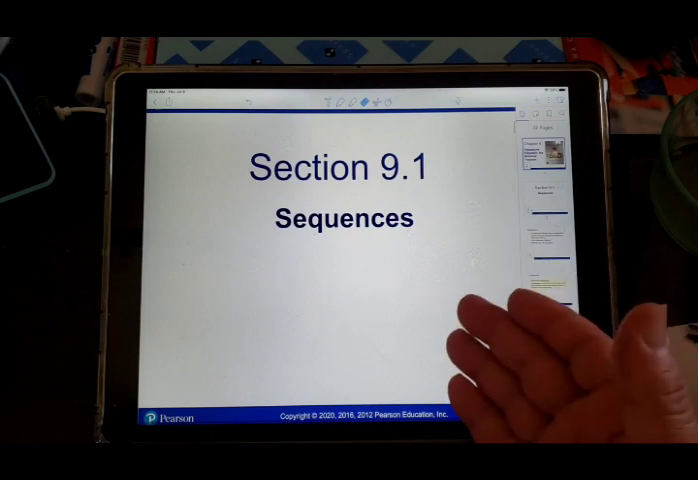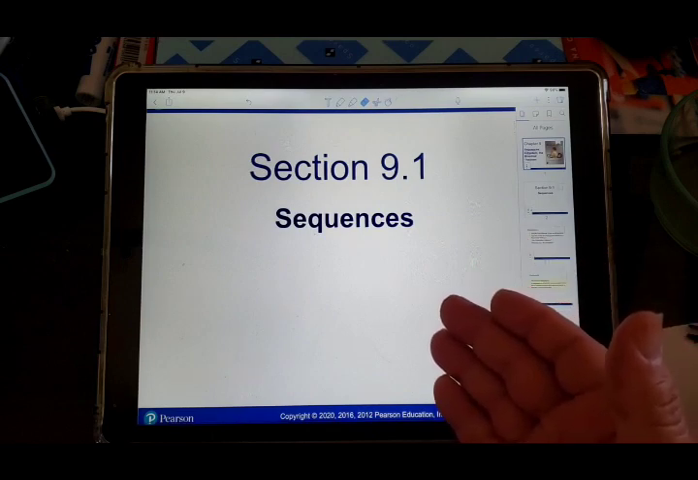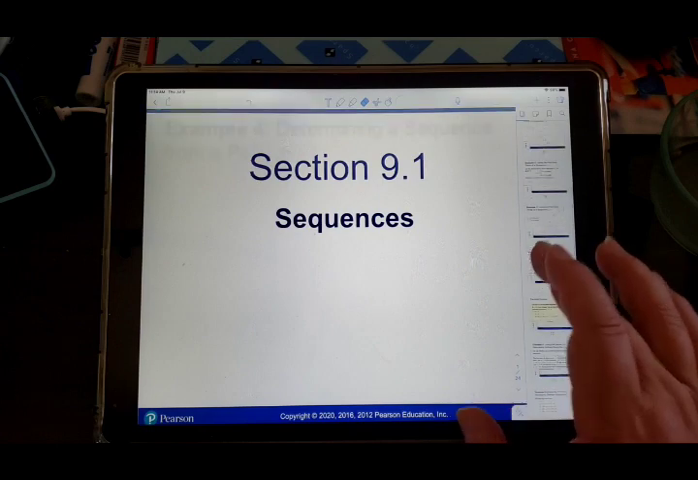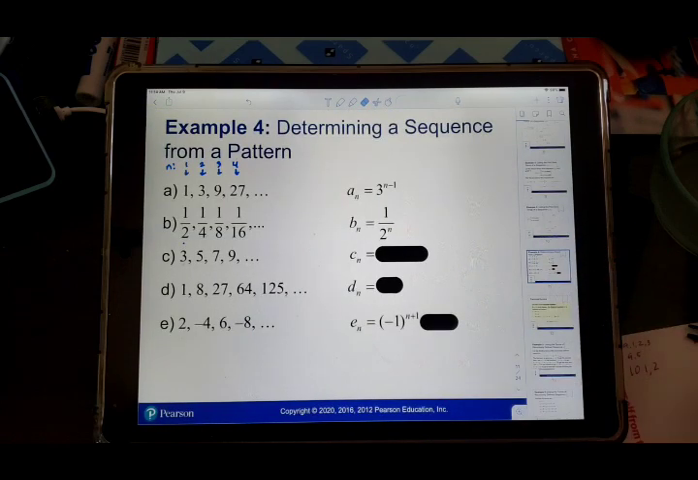And what is a sequence? Well, a sequence is a list of numbers, an ordered list of numbers, and the page that has the best examples of that is this list, this page here.